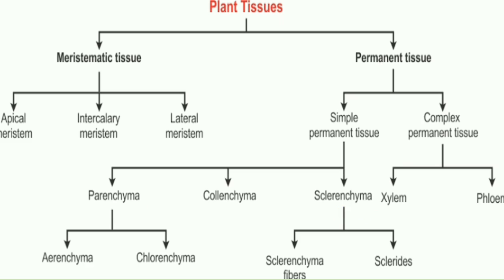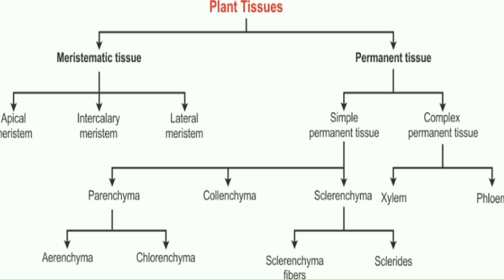Parenchyma and collenchyma both are living tissues. Sclerenchyma is dead. Parenchyma, depending upon the presence of chlorophyll or air sacs, is further divided into two types: aerenchyma if air sacs are present and chlorenchyma if chlorophyll is present. Then sclerenchyma is also divided into two types, sclerenchyma fibers and sclereids.